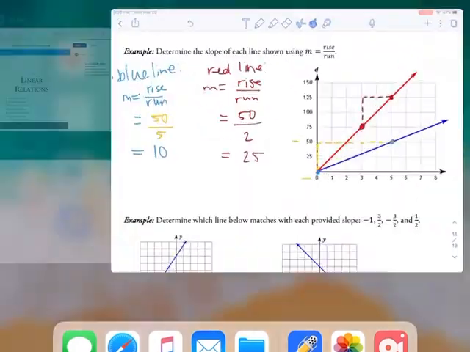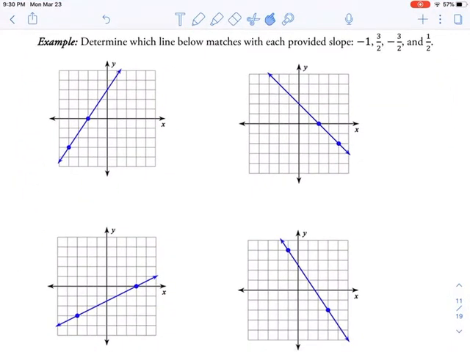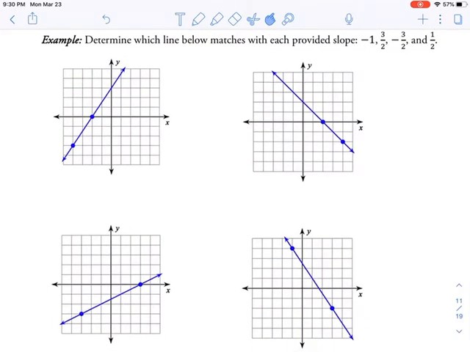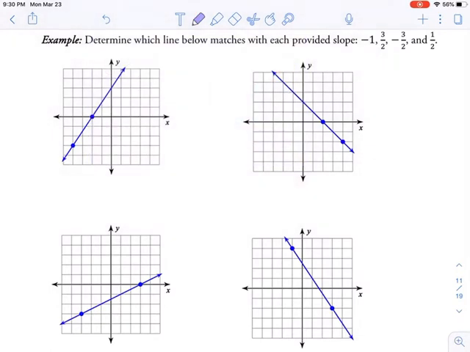Oops, sorry ladies. All right, so we're going to determine which line below matches with each provided slope. The way that I'm going to do this is I'm actually just going to calculate each slope, and then we are going to just cross them off as they come from the list over here that I gave you. All right, so let's start here by calculating the slope of each of them.